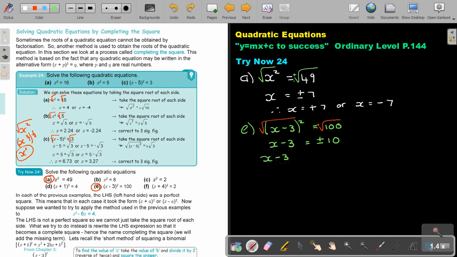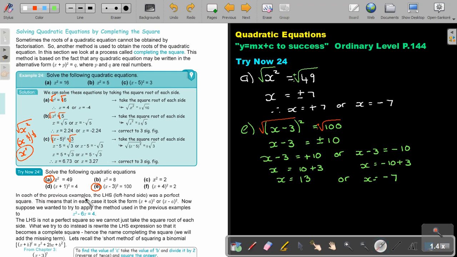And now I simplify. So x minus 3 equals positive 10, or x minus 3 is equal to negative 10. So x is equal to 10 plus 3, or x equals negative 10 plus 3. So x is equal to 13, or x is equal to negative 7. Okay, let's continue.